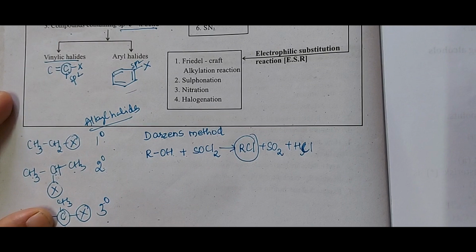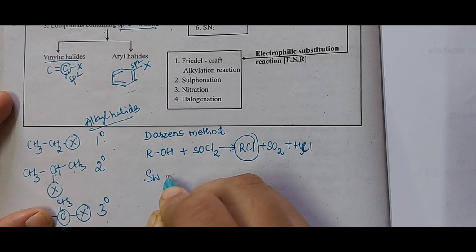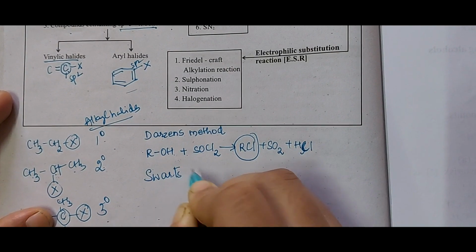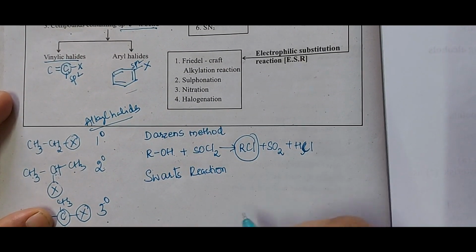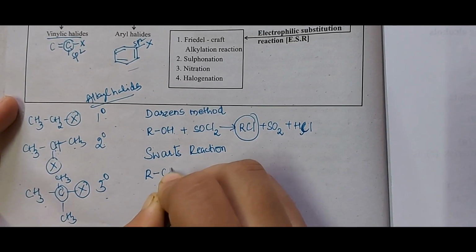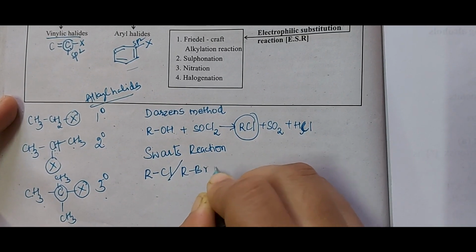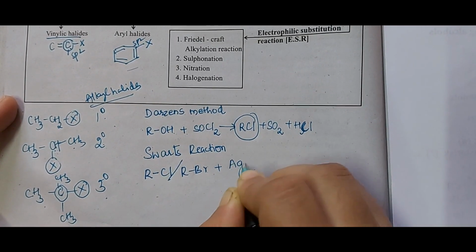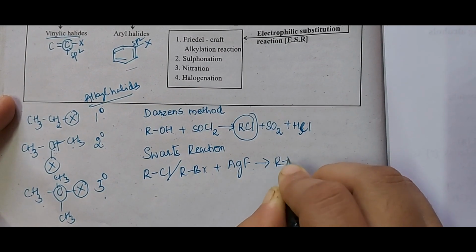Now we'll go with Darzens' method. Next we will consider the Swarts reaction. For the Swarts reaction, always remember that fluorides are formed as the major product. So when alkyl chloride or alkyl bromide reacts with a metallic fluoride like silver fluoride, it results in the formation of alkyl fluoride and a byproduct.